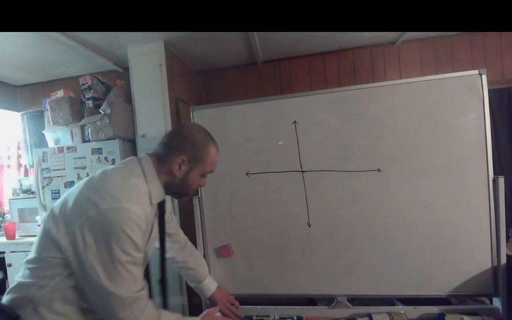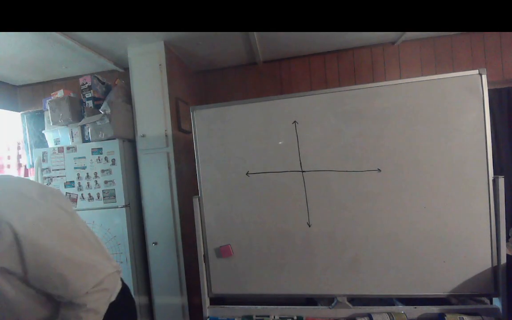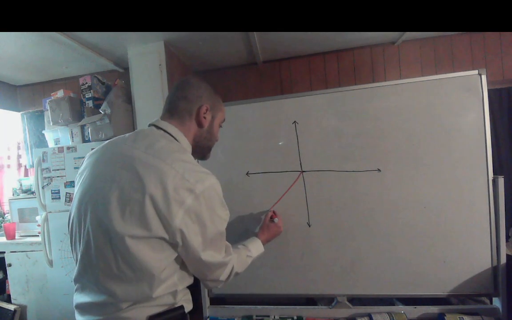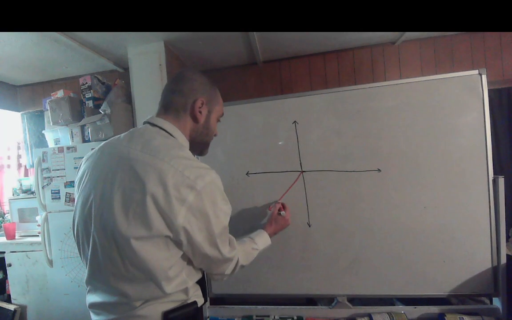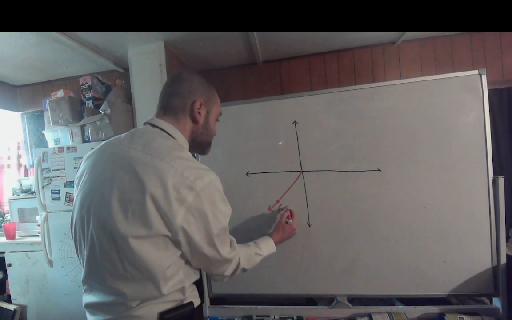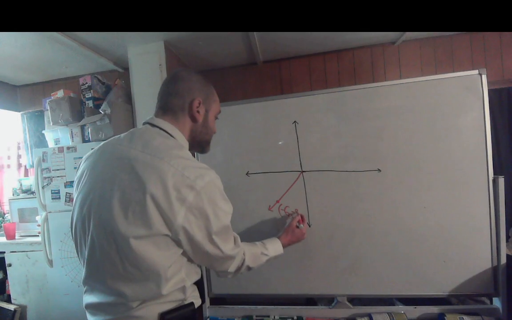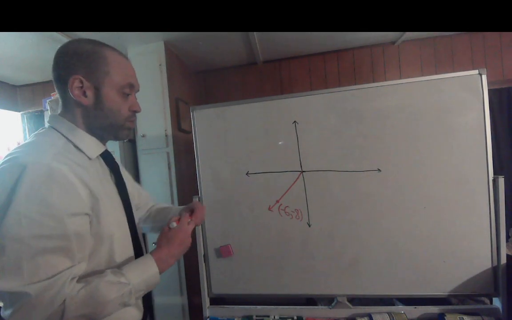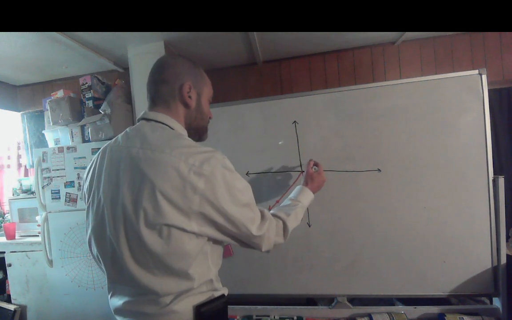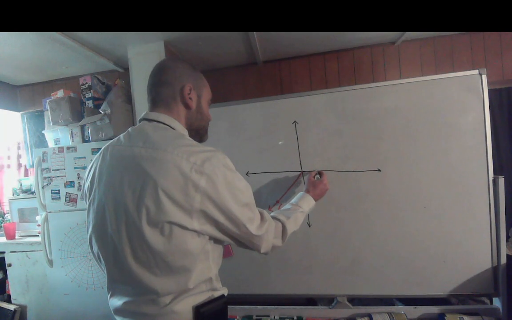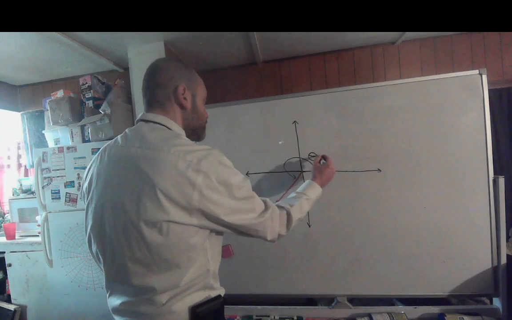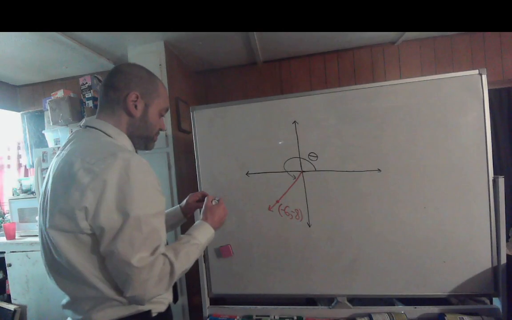Alright, what's the next one here? So we have a big angle here, so we have the coordinate -6, -8. So we got the coordinate -6, -8. So we're going to find the trig values for this angle.